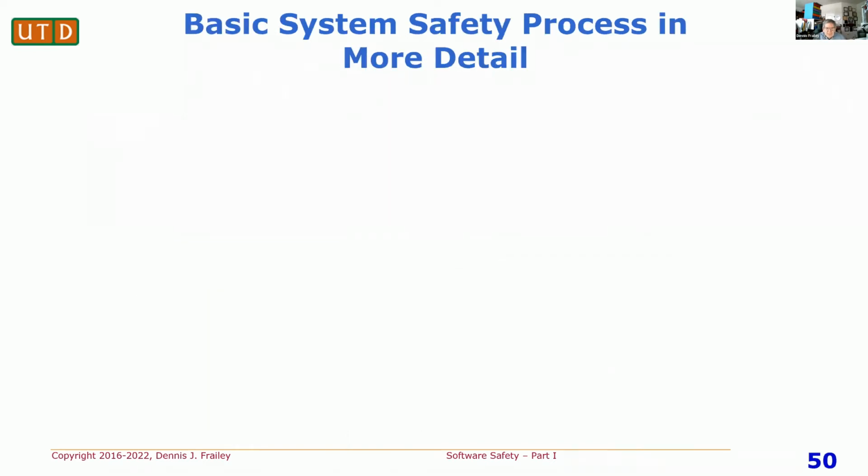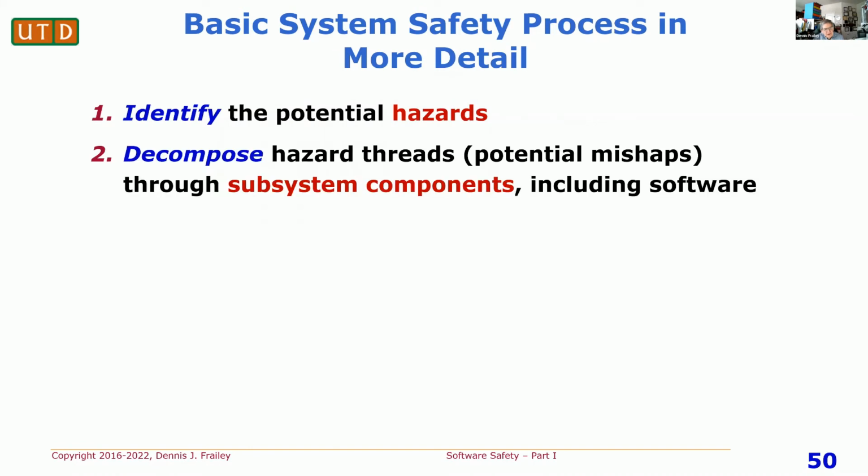Okay. So let's take a look at the safety process in a little more detail. This is done through words. You identify the potential hazards. You decompose the hazard, what's called the hazard threads. Those are the potential mishaps that could happen. And you break that down into more and more detail. That enables you to identify the components, including the software, that might contribute to those mishaps.